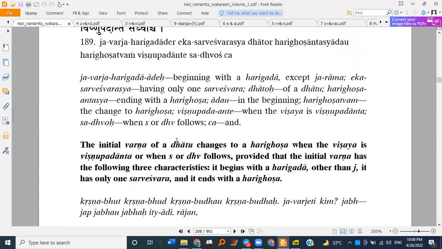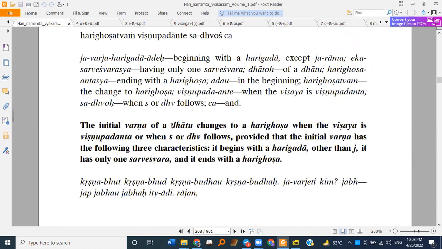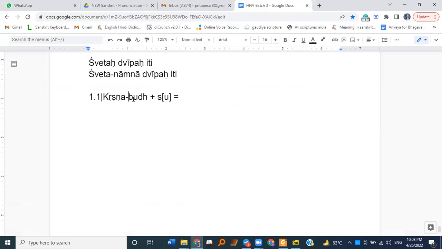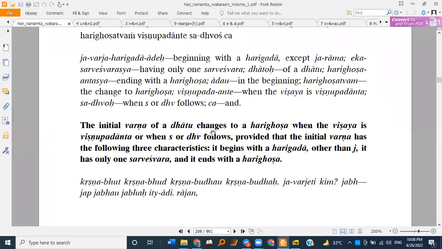Okay, so the initial varna of a dhatu, for example, now we have this Krishna Budh. When it says initial varna of a dhatu, Budh is the dhatu and the initial varna is Ba. So the initial varna of a dhatu changes to a Hari Ghosha when the Vishaya is Vishnu Padanta or when Sa or Dha follows. Either it is Vishnu Padanta, or Sa or Dha follows.